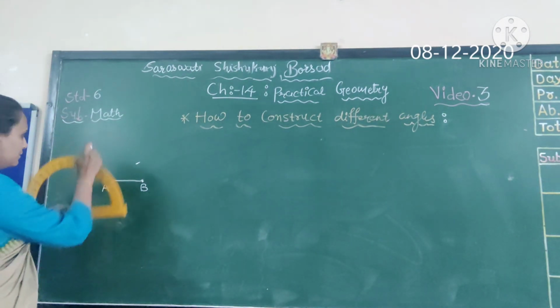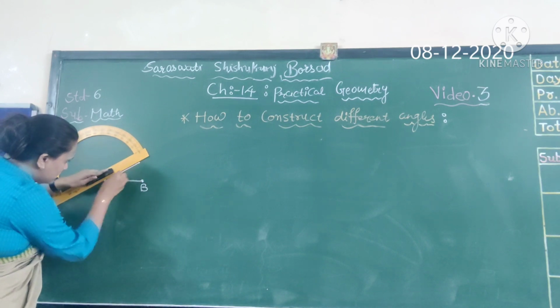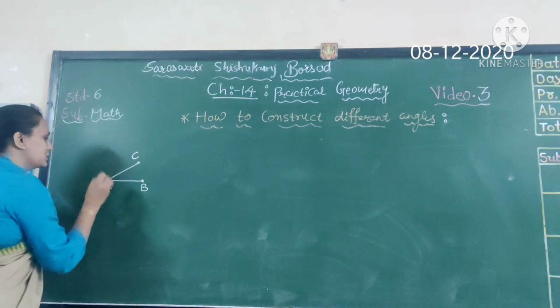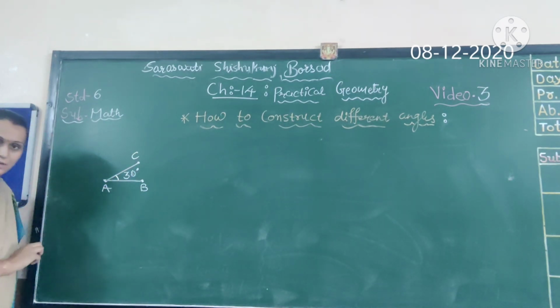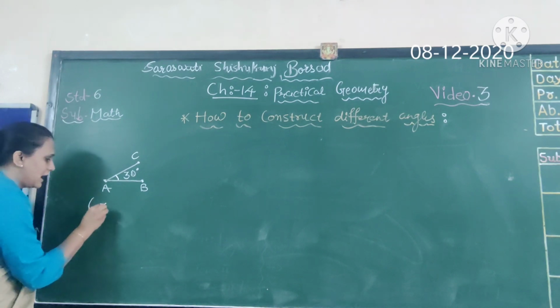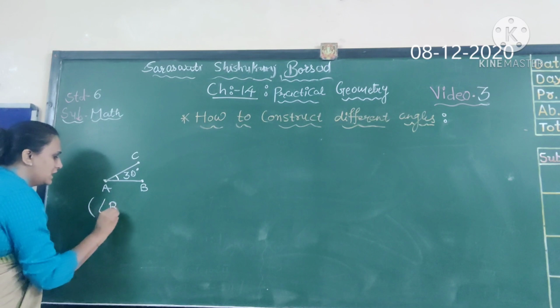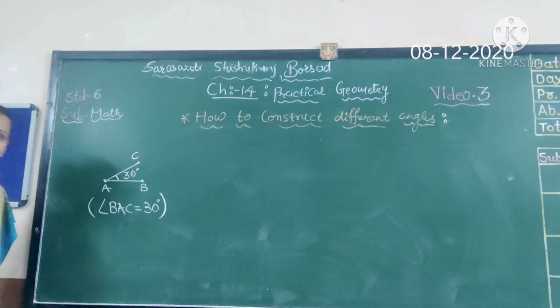Okay, now from A join the given point, like this. Let us name it as C. So you can find that this is exactly 30 degree. Clear? So here we have taken angle BAC which is equal to 30 degree.